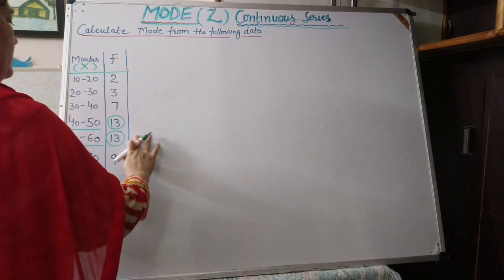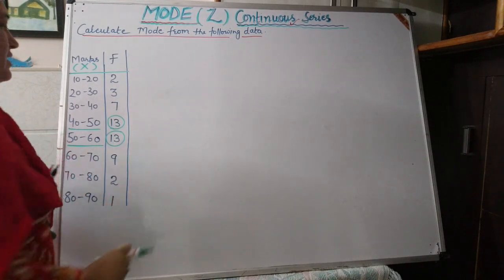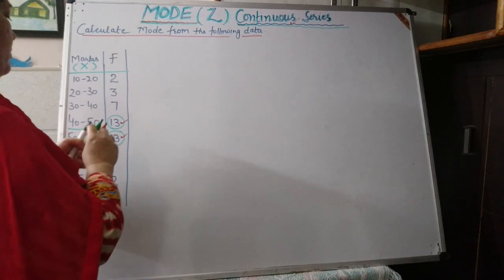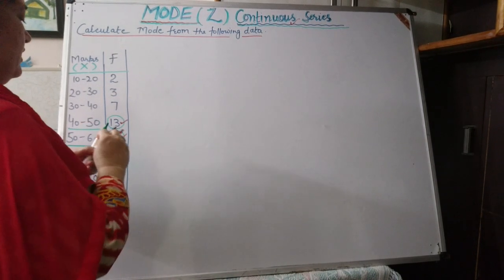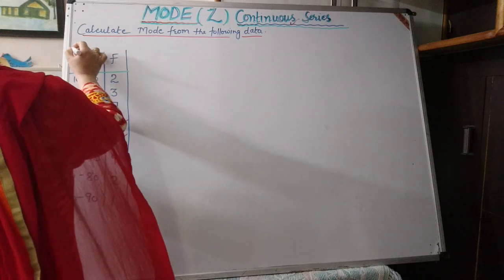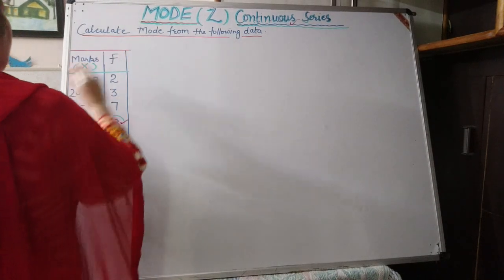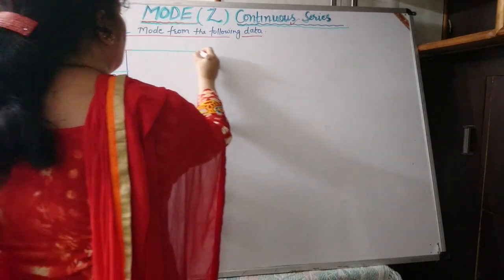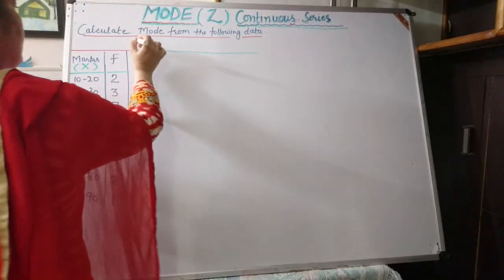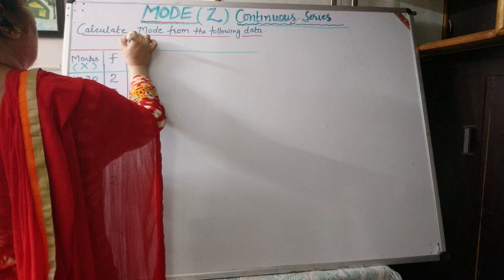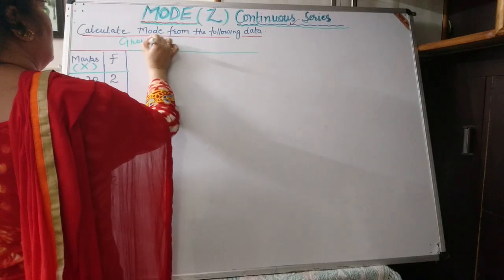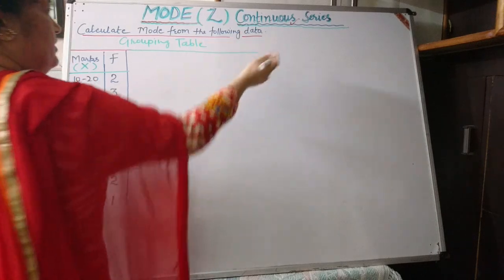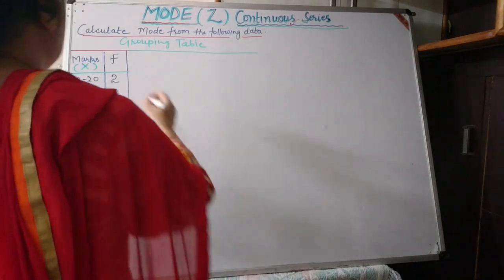So in this situation, when two frequencies have the highest number, then we have to prepare a grouping or analysis table. So we will analyze this question with the help of number 1, the grouping table. And ultimately we will prepare the second, the analysis table.